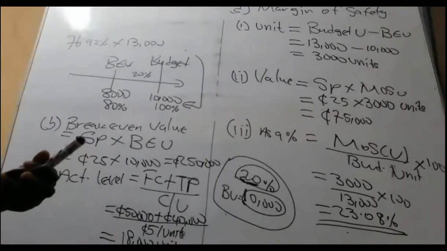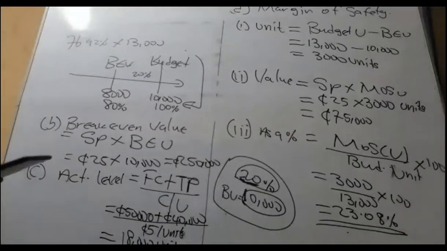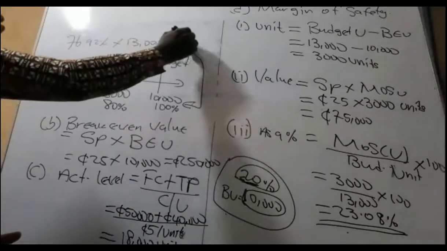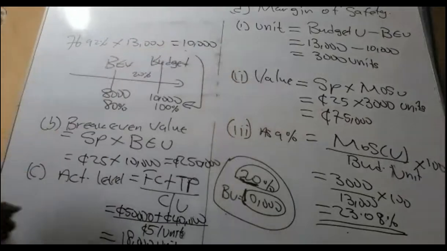13 times 1.2 times 3 gives us 9,999.6. So if we round to the nearest whole number, we are getting 10,000 units. So that's the break-even. So how are you getting it?